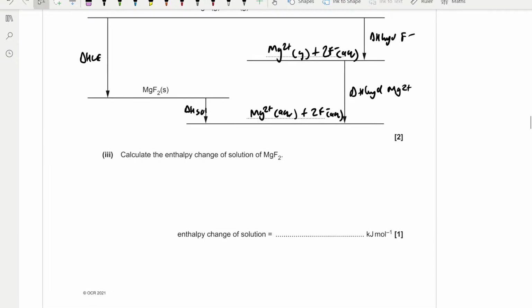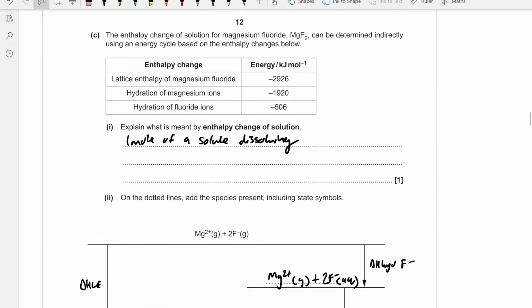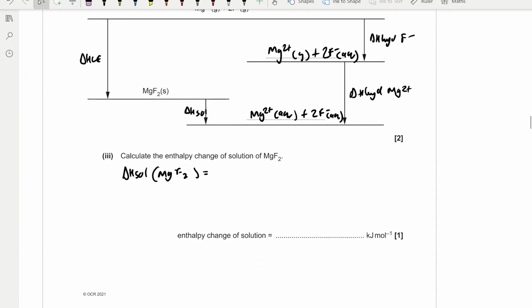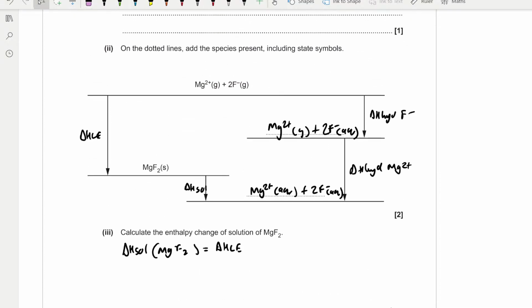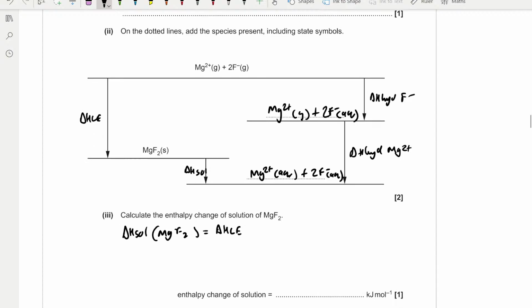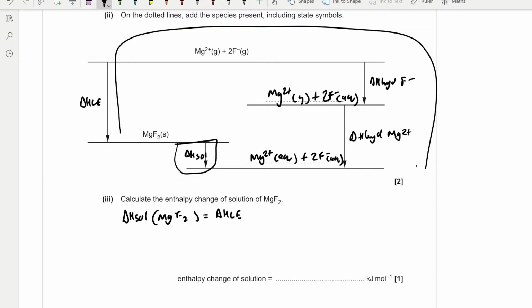Part III, calculate the enthalpy change of solution of MgF2. So, the enthalpy change of solution of MgF2 is equal to our lattice enthalpy. So when you're doing enthalpy cycles, you need to follow a route to get to the value which you want, and we want the enthalpy change of solution, which is down here. So our route is going to go like this.